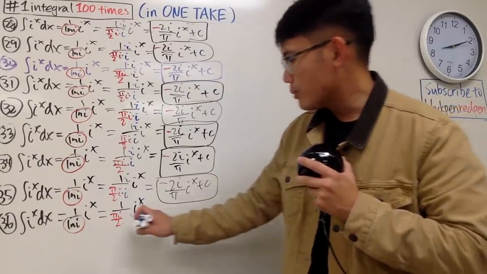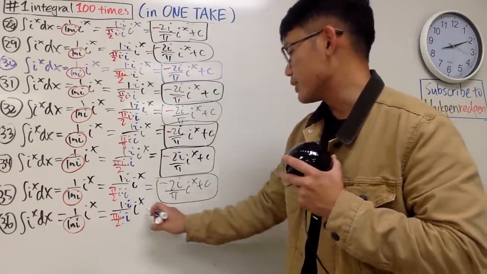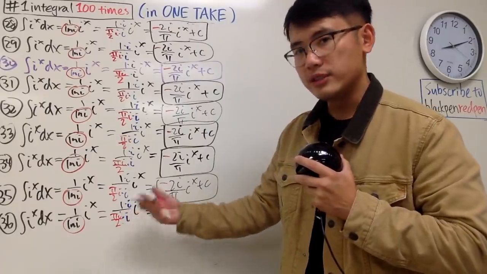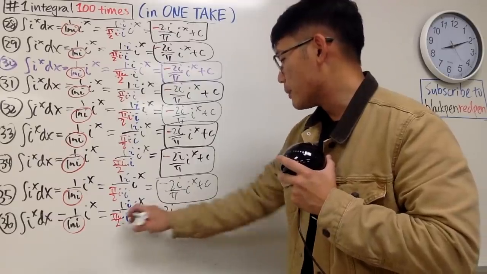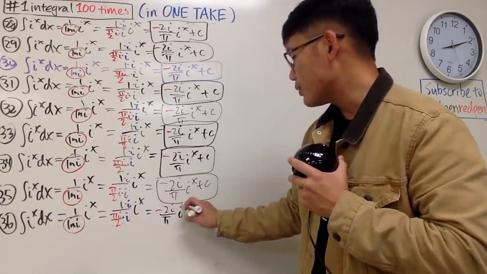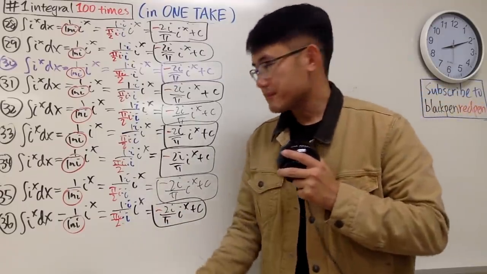But I don't like i to be on the bottom. Let me just multiply the i and i right here so I can get to the top. That's how you do it. So you get i squared, which is -1, and you can also put a 2 right here. So we get -2i over pi, and then we have i^x power, and then we are done. So put a plus c like that, right?